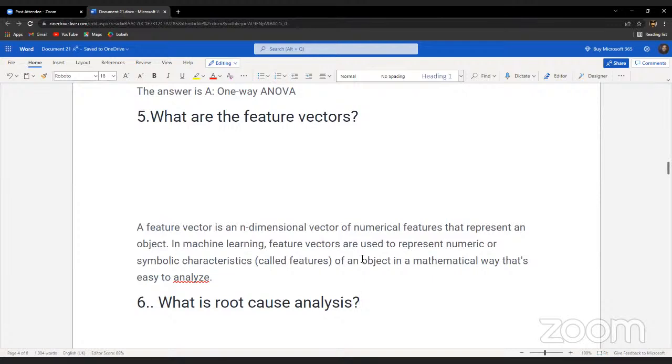So as we jump into the next question: what is root cause analysis? If anyone knows the answer, ping me in the chat box, and we'll discuss the answer within a minute.